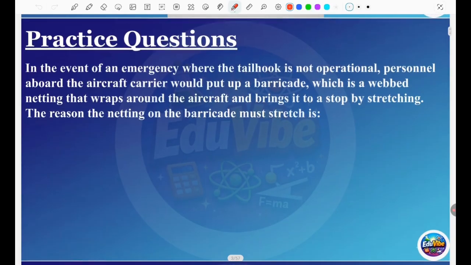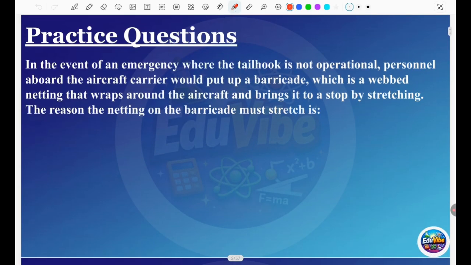The first practice question: they mention that in the event of an emergency where a tail hook is not operational, personnel aboard an aircraft carrier could put up a barricade, which is webbed netting that wraps around the aircraft and brings it to a stop by stretching. This is not a sum problem. It is more likely a theory question, like the ones we do in the maximum speed lesson.